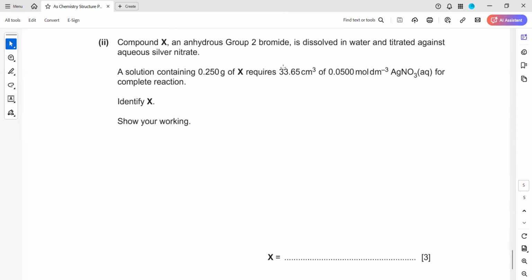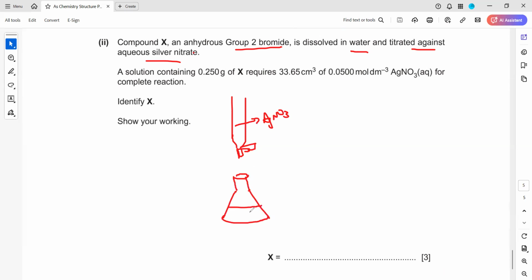Next: compound X, an anhydrous group 2 bromide, is dissolved in water and titrated with aqueous silver nitrate. So we took silver nitrate, AgNO3, and we took this compound X and carried out the titration. The mass of X was 0.250 grams, which was dissolved in water as I mentioned already. It required 33.65 cm³ of 0.05 mol per dm³. So we have the concentration and the volume.